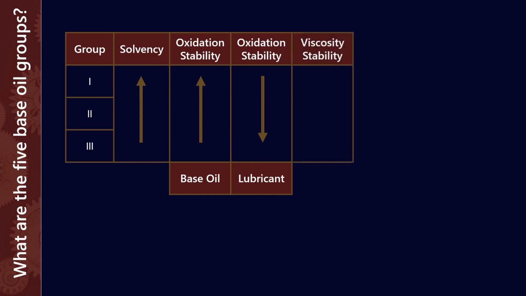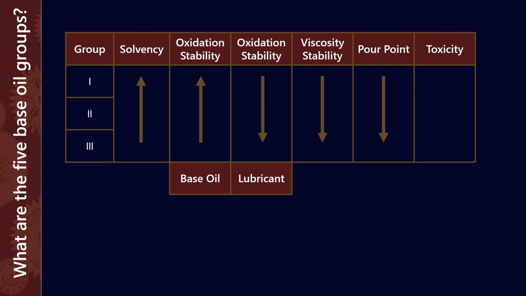We've also got the viscosity stability. So that is the viscosity index, and we know that group 3s have higher VIs than group 1s. And that's also related to the pour point as well. Finally, we've got toxicity. Now, it's the aromatic compounds with their benzene rings which are the most toxic components of a crude oil. So we generally remove these as part of the refining process, and therefore group 3s are lower in toxicity than group 1s are.